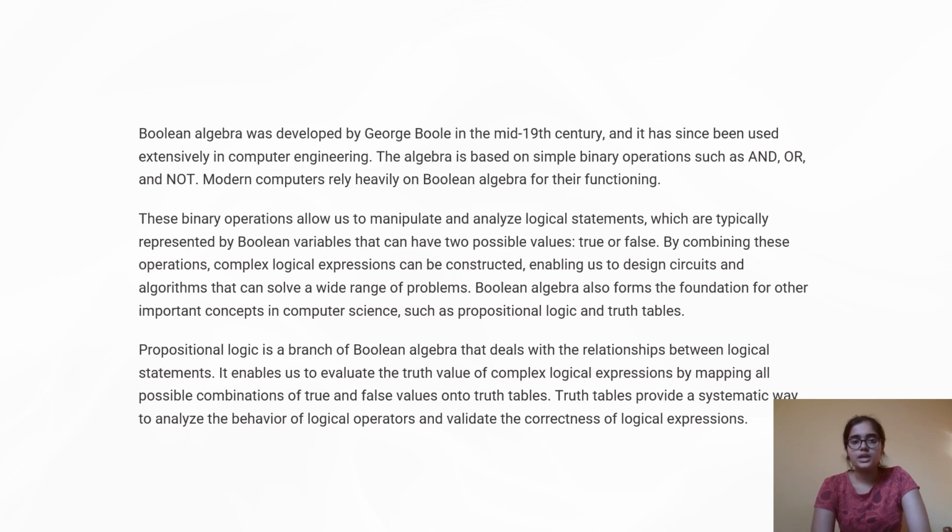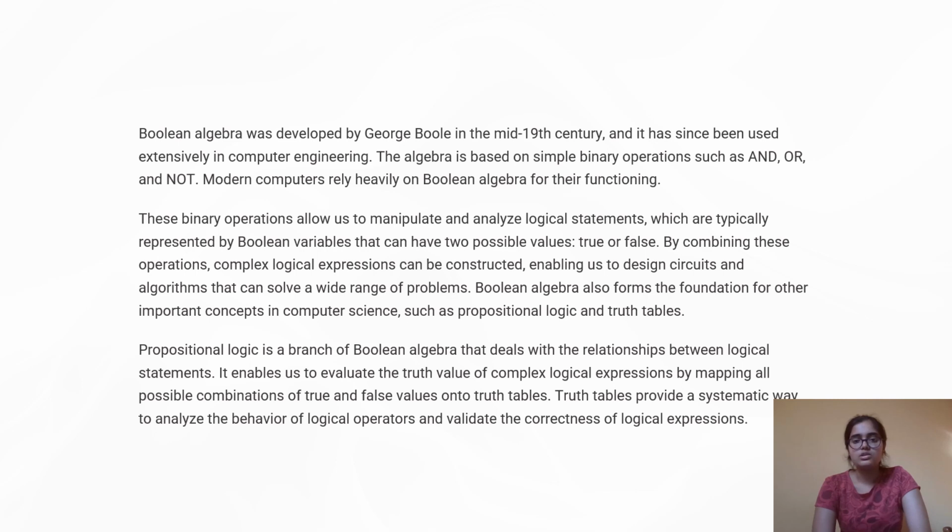These binary operations allow us to manipulate and analyze logical statements, which are typically represented by Boolean variables that can have two possible values, true or false, where true is assigned as 1 and false is assigned as 0. By combining these operations, complex logical expressions can be constructed, enabling us to design circuits and algorithms that can solve a wide range of problems.